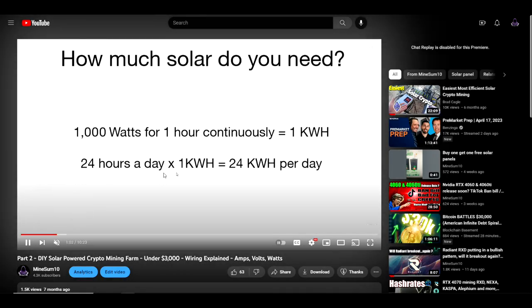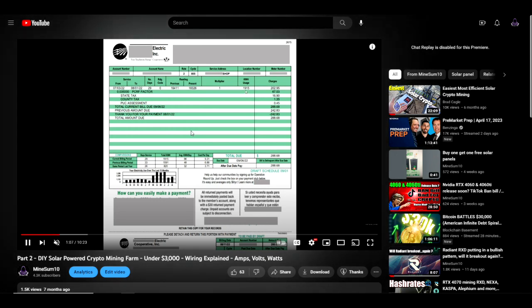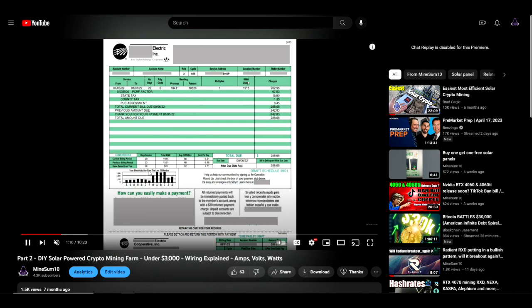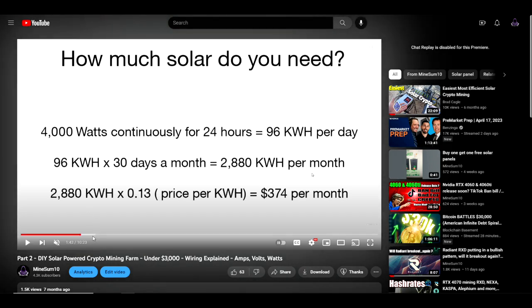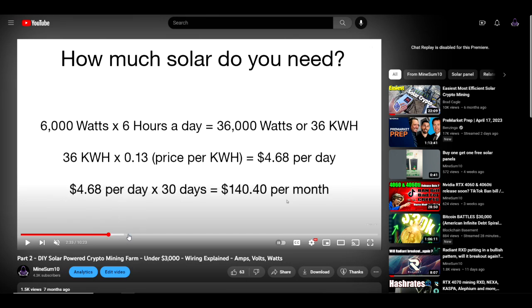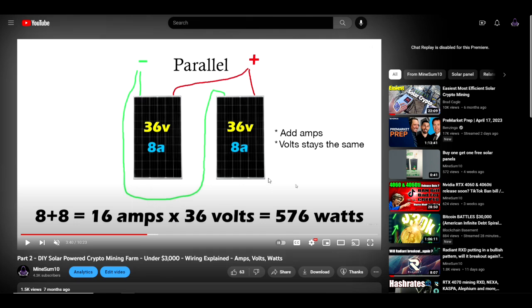And in this one, we go pretty far into detail on how to read your electric bill to figure out how much solar you need, or how much you can offset your electric bill based on how much solar you purchase. And then we go into a detailed explanation of how to calculate that, as well as a detailed explanation on understanding the relationship between watts, amps, and volts, and how that correlates to wiring your solar panels, and perhaps which inverters are compatible with the solar panels that you're looking at purchasing.